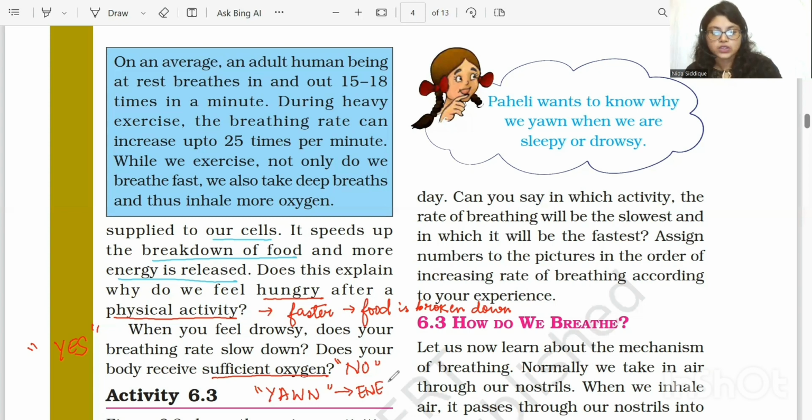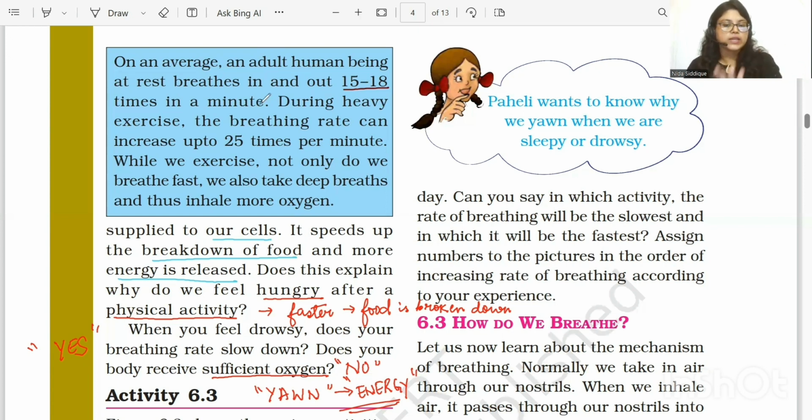Okay, so whenever we feel like yawning, it is one of the ways by which the body takes in more oxygen and supplies us with a constant supply of energy. On an average, an adult human at rest breathes in and out 15 to 18 times in a minute.